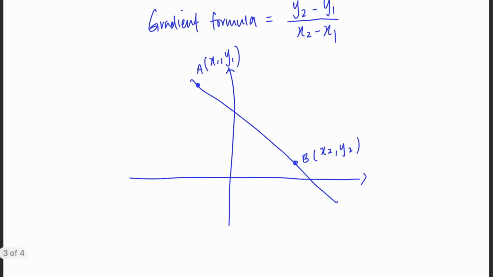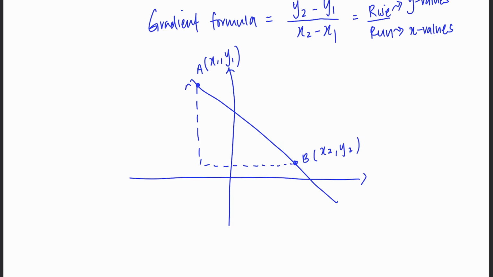Alright, and next we have the gradient formula. I think most students remember this as rise over run. So recall that rise is always the y value because you are going up, and run is always the x value because you are going across horizontally. Same thing, we have the 2 points (x1, y1) and (x2, y2). So we can draw a triangle.